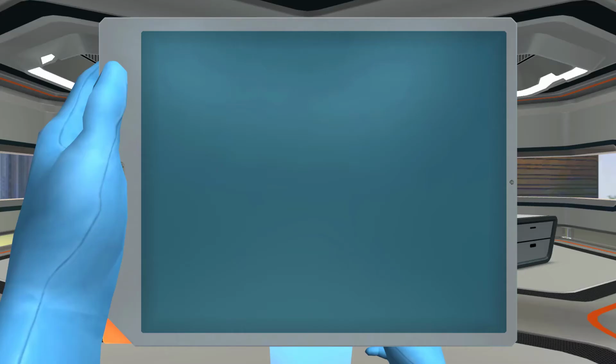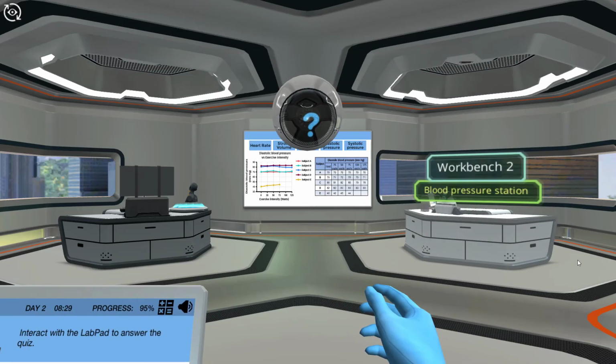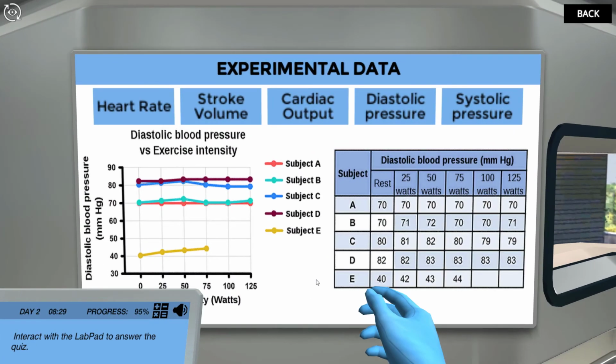Now that we know how the valves work, let's see if you can point out what was different with the data from the last subject. Let's head back to the lab. How did the measured cardiac variables differ in Subject D from the other individuals? You can check the data on the big screen in the lab.